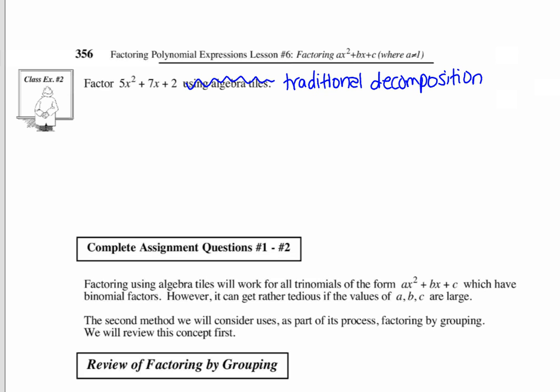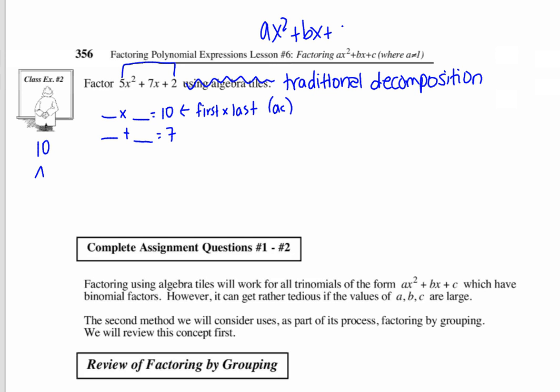So traditional decomposition, we want to factor a complex trinomial. Remember yesterday, this was just a 1, but today it's a 5. Okay? So this time, my product is going to be the product of the first and last. I want two numbers that multiply to 10 and add to still the middle term, which is 7. So this is first times last, or A times C, if we think of it in the terms of ax squared plus bx plus c.